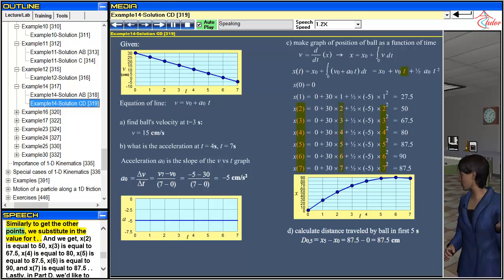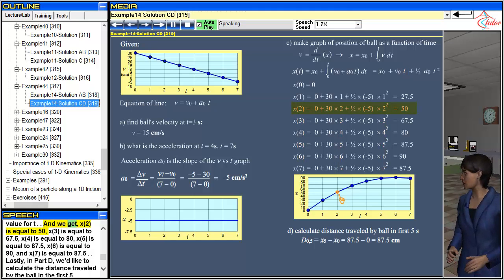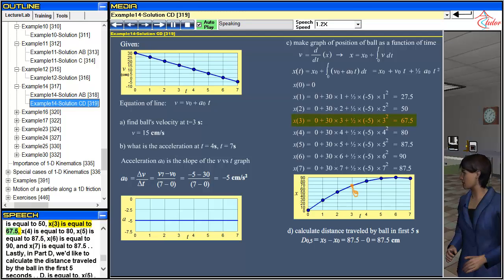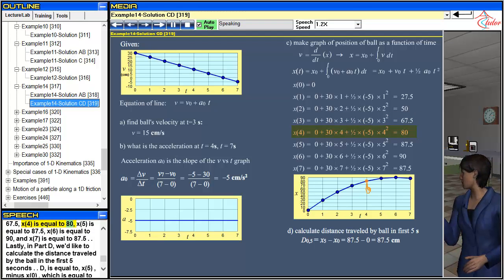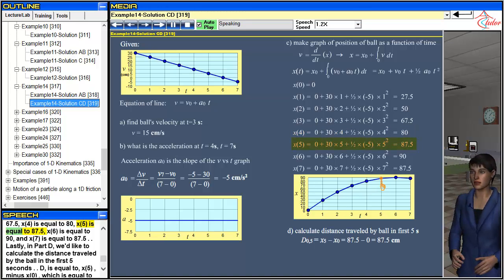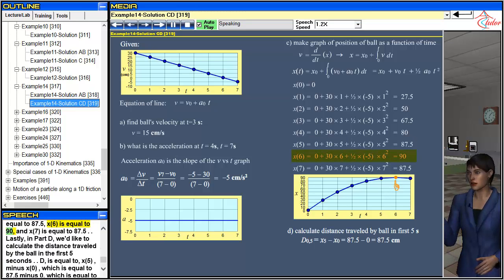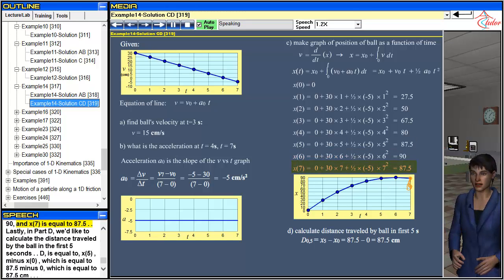Similarly, to get the other points, we substitute in the value for t. And we get, x at time 2 is equal to 50. x at time 3 is equal to 67.5. x at time 4 is equal to 80. x at time 5 is equal to 87.5. x at time 6 is equal to 90. And x at time 7 is equal to 87.5.